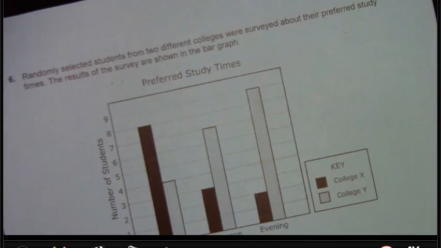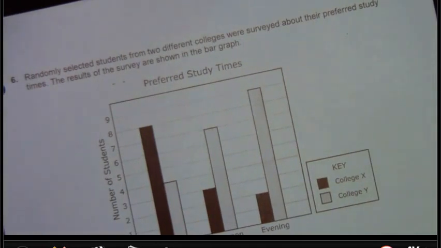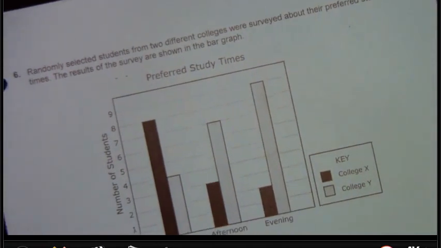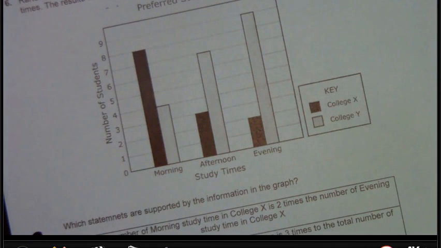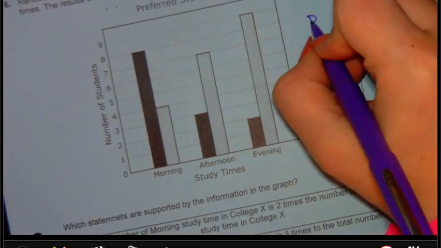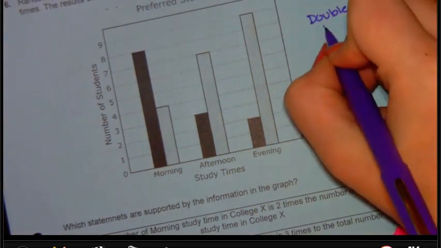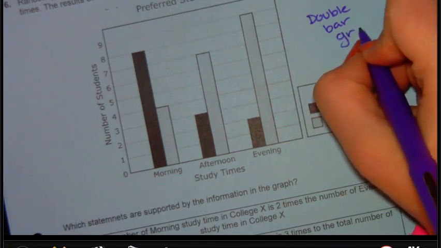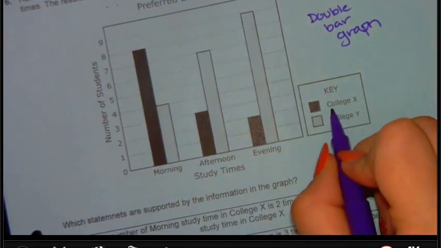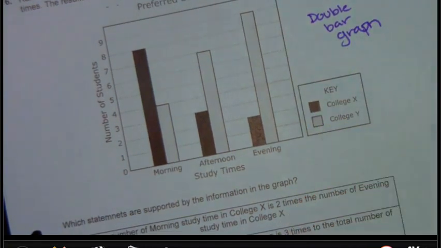All right, number 6, randomly selected students from 2 different colleges were surveyed about their preferred studying times. The results of the survey are shown in the bar graph. Okay, so it looks like I have myself a double bar graph here, where college X is black and college Y is gray. So which statements are supported by the information in the graph?